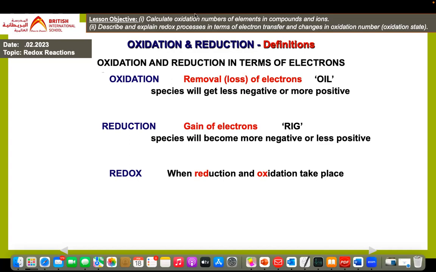We have already discussed one more definition of oxidation and reduction, that is increasing oxidation state and decreasing oxidation state. And this one is more easy.